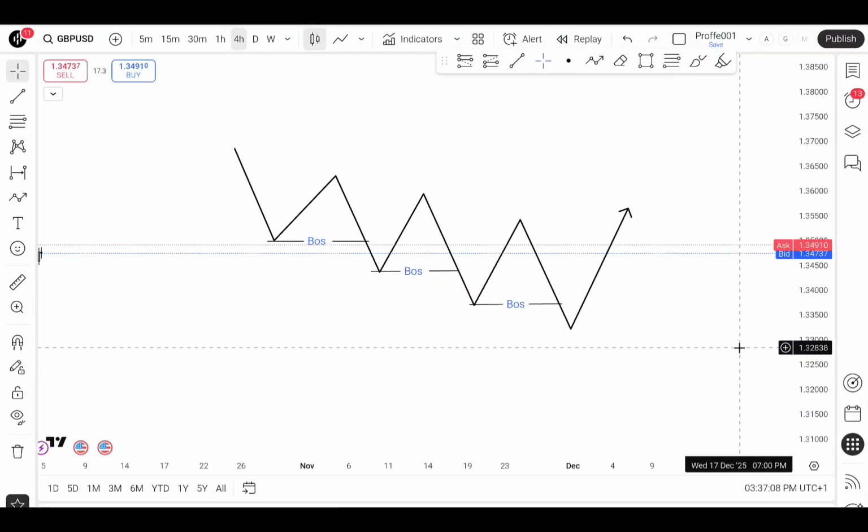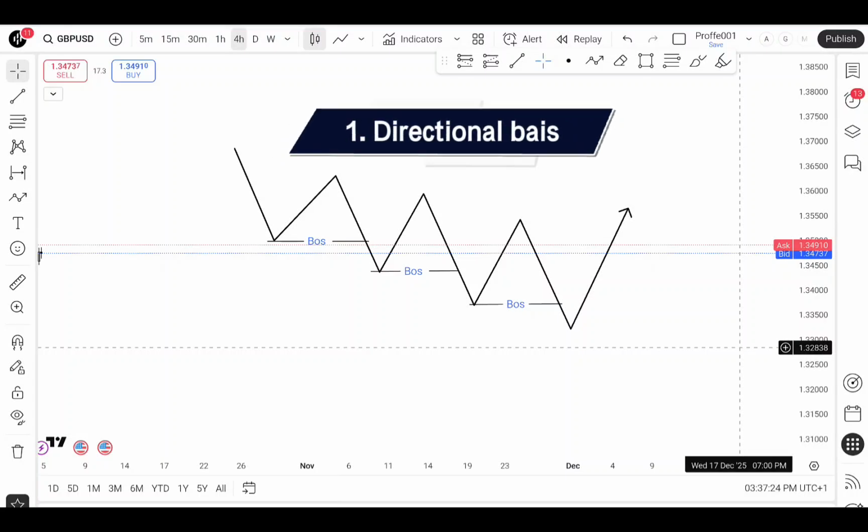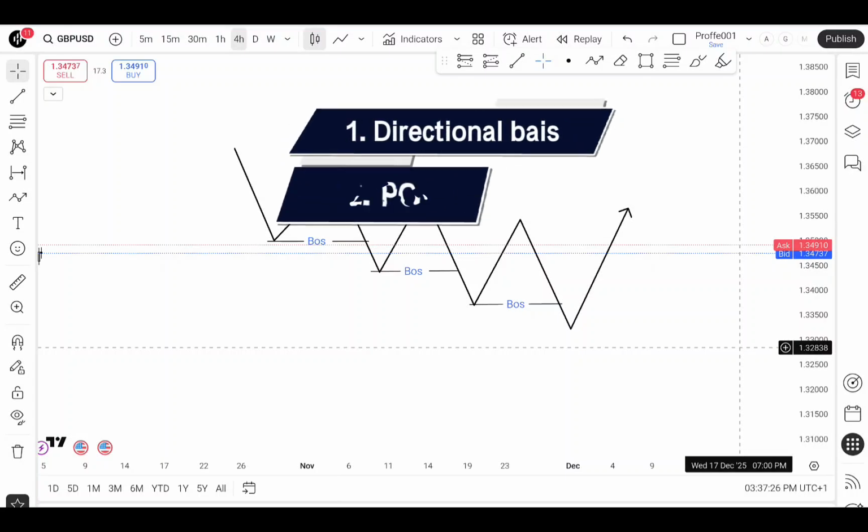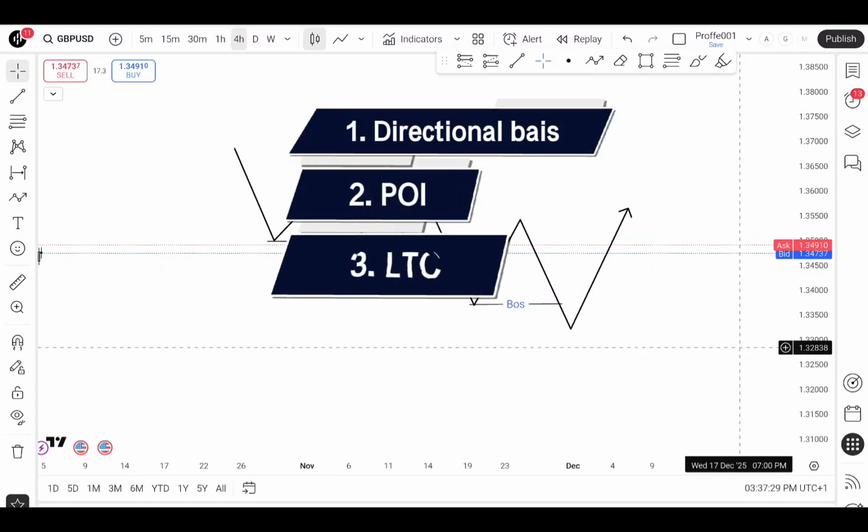When you open your TradingView, the first thing you look out for is the direction of the trend. Having said that, let me give you a breakdown on how this video is going to go. This video is going to go in 3 steps. First will be directional bias. Second will be point of interest. Thirdly, I will take you through lower time frame confirmation, which is the most important aspect of this video.